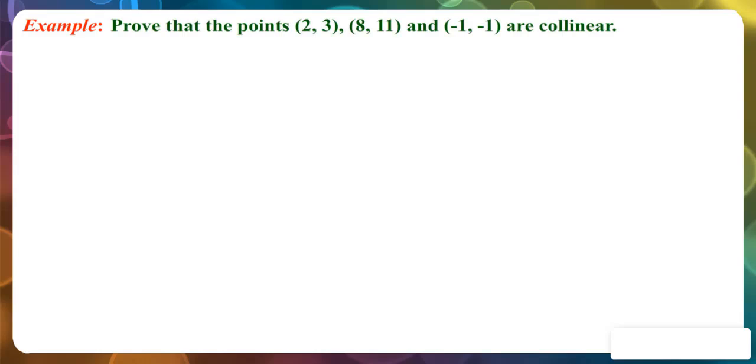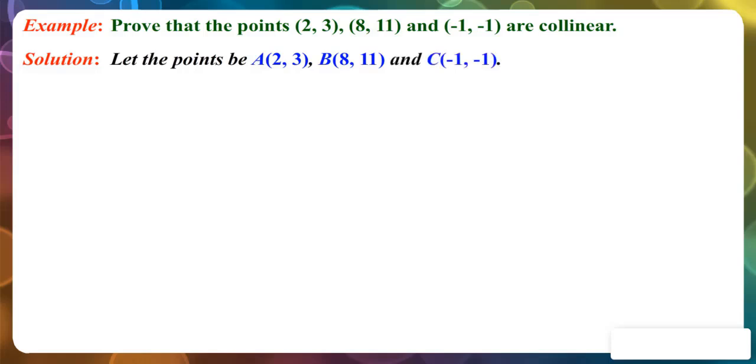Let's take the next example. Prove that the points (2, 3), (8, 11) and (-1, -1) are collinear. Let's solve this. Let the points be A (2, 3), B (8, 11) and C (-1, -1).